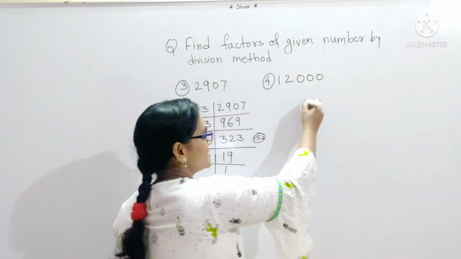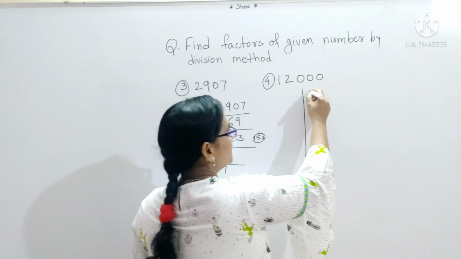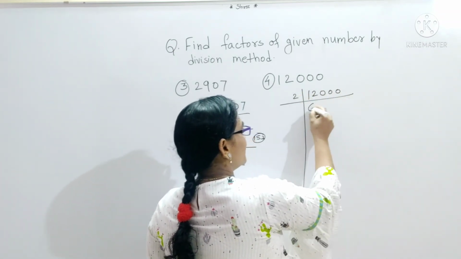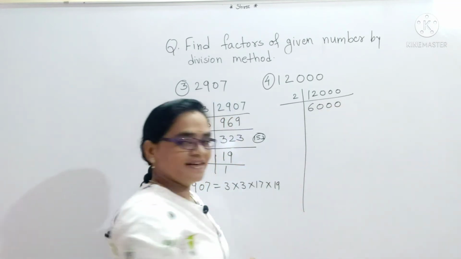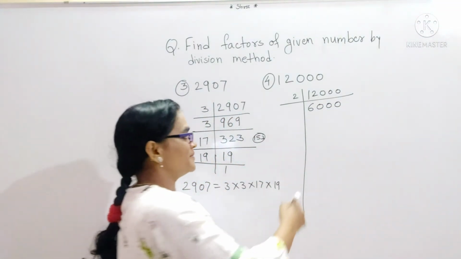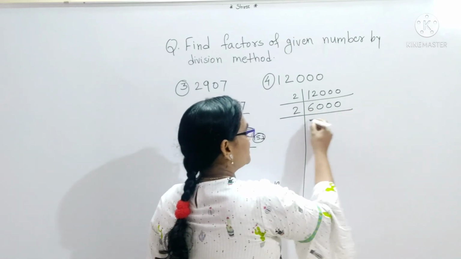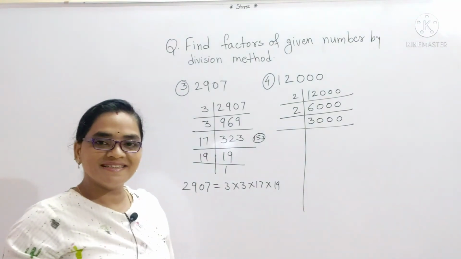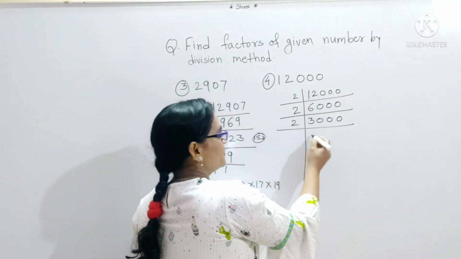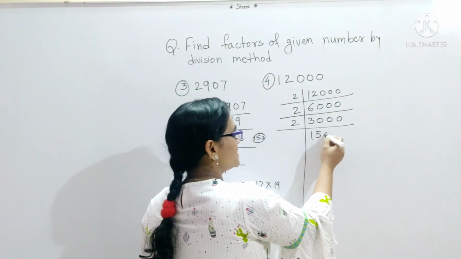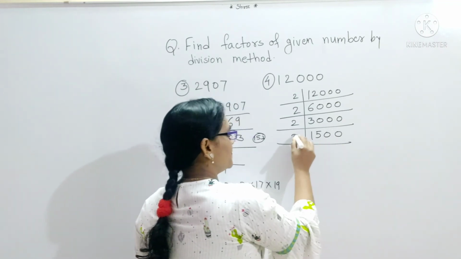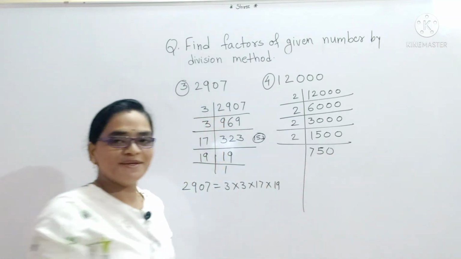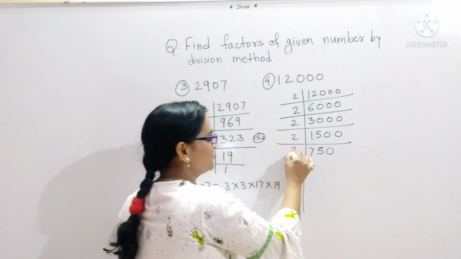Ones place 0 means this number is divisible by 2. 2 6s are 12. Zeros as it is. Again ones place 0 means again this number is divisible by 2. 2 3s are 6. Again ones place 0 means it is divisible by 2. 2 1s are 2, 1 remains, 2 5s are 10. Again it is divisible by 2. 2 7s are 14, 1 remains, 2 5s are 10, 0. Again it is divisible by 2.